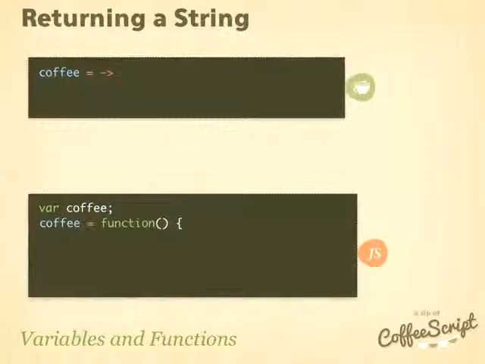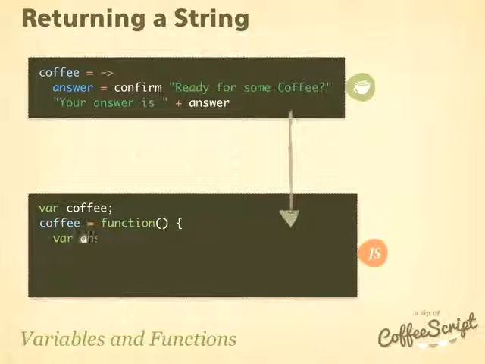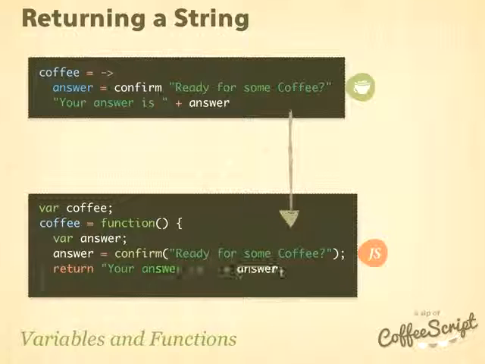So here we have a CoffeeScript function. It's going to create a confirm box, and then it's going to return "your answer is" whatever the answer is. The JavaScript it would generate is going to look like this. Notice the return that got added.